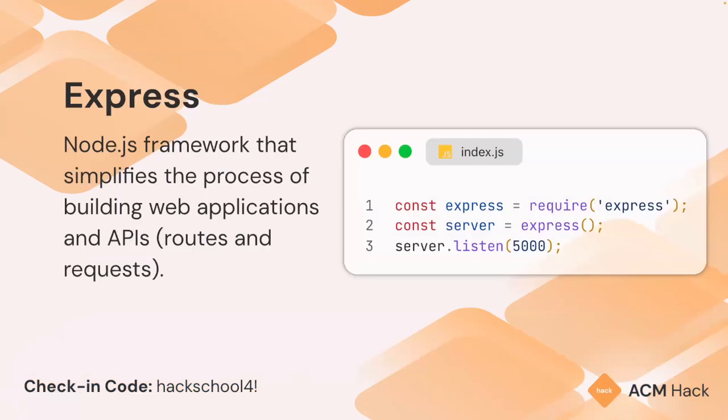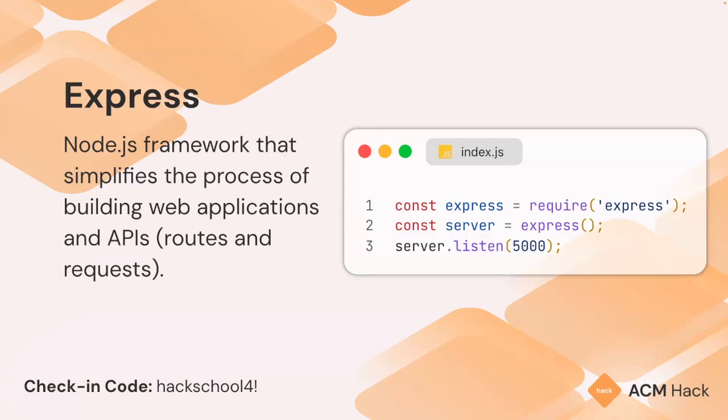So for this project, we're going to be using the Express library, a Node.js framework on our backend, which makes the process of building APIs and web applications really, really easy. Let's take a look at this sample code. It's only 3 lines long, but this is how we set up a very basic Express server.